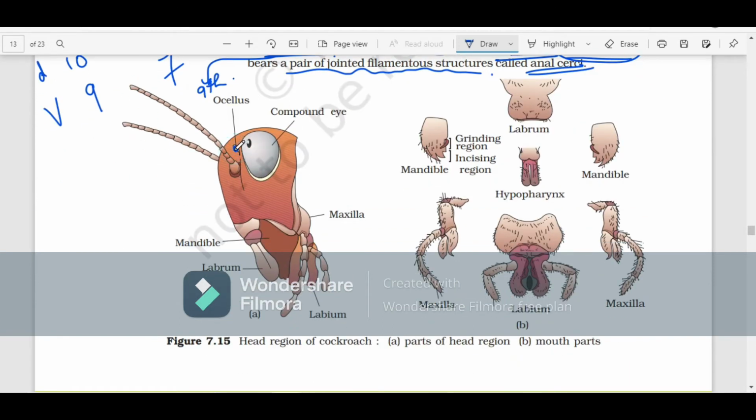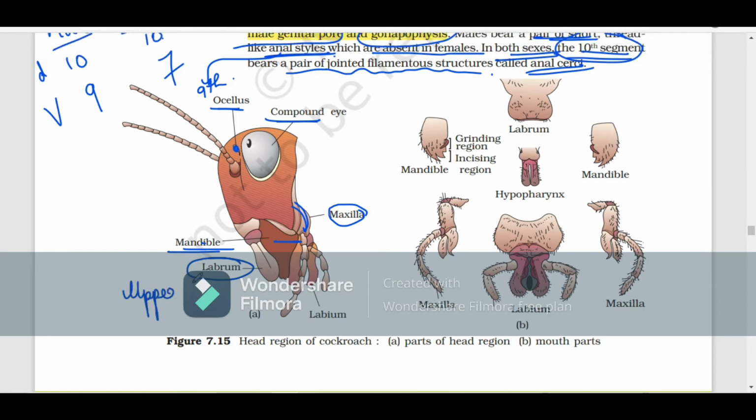Right. So there's this ocellus, an eye spot, the compound eye, and the mandible. You can remember maxillae somewhat like maximum, so it's in the highest region. Labrum was the upper lip, so it's on the top, and labium is the lower lip, so it's over here. Then the hypopharynx, which was a median flexible lobe, the tongue. And there's the mandible and the maxillae.